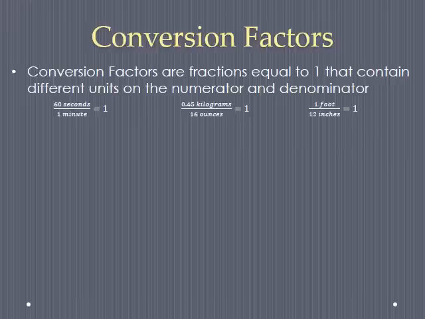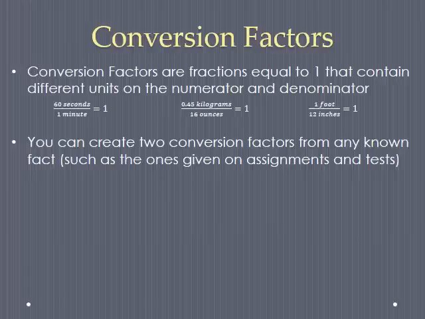You might be converting weight, kilograms, into ounces. So 0.45 kilograms over 16 ounces, they're equal to each other, that's going to be 1. Or the one we saw in the last slide, 1 foot over 12 inches, is also equal to 1. You're going to need to create the conversion factors yourself, but it's really easy to do if you have a fact.